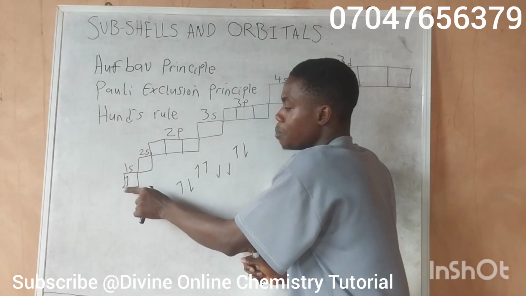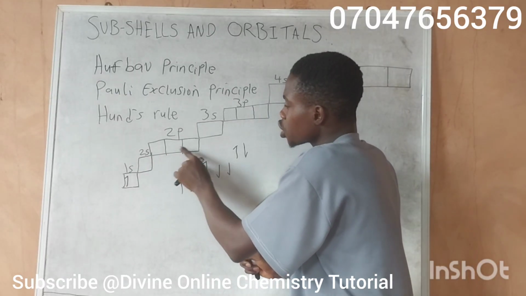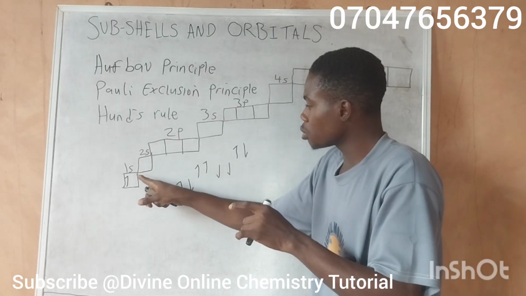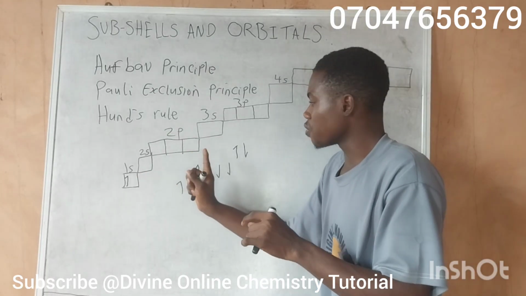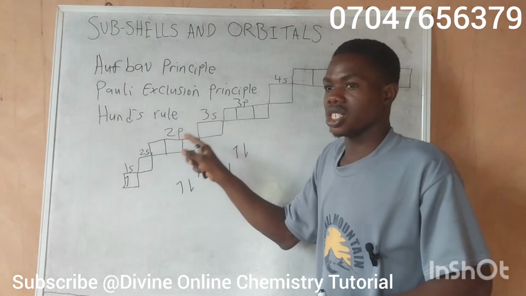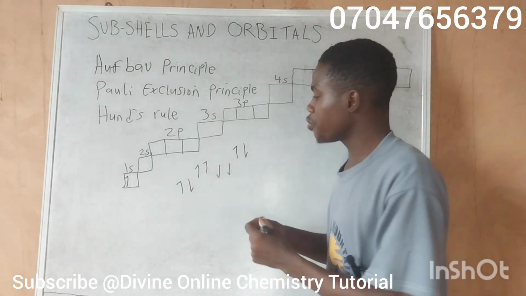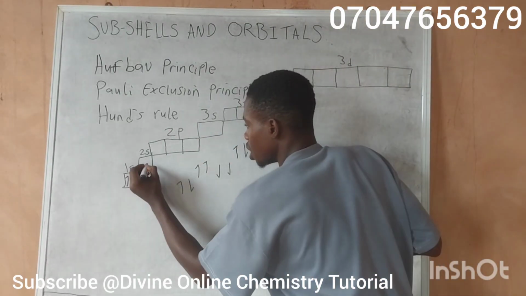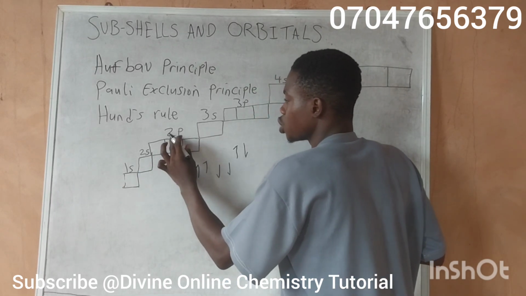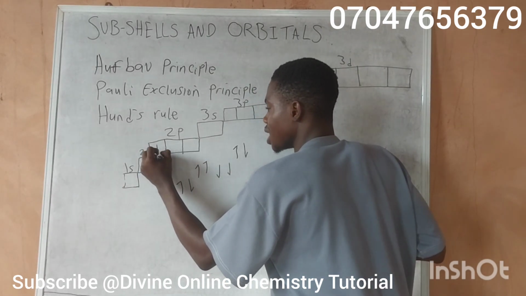But before the pairing takes place, each of these orbitals must be filled singly first, which means each will have one electron first before pairing takes place. That's what Hund's rule is trying to say. So before pairing, like here, there'll be 1 electron here, there'll be one. Okay, let's use the 2p. There'll be 1 electron here like this.